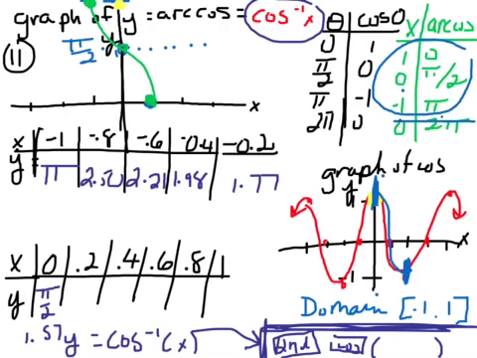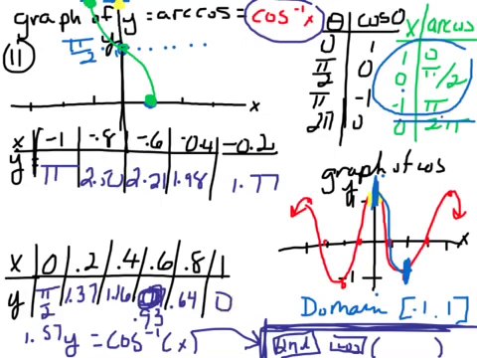Okay, so for 0.2, we have 1.3694, 1.37 if we round. For 0.4, we have 1.16 if we round. For 0.6, 0.9273. Well, it should be 0.93 if I round. I forgot to round. And then 0.8, we get 0.64, we round. And then for 1, we get 0.